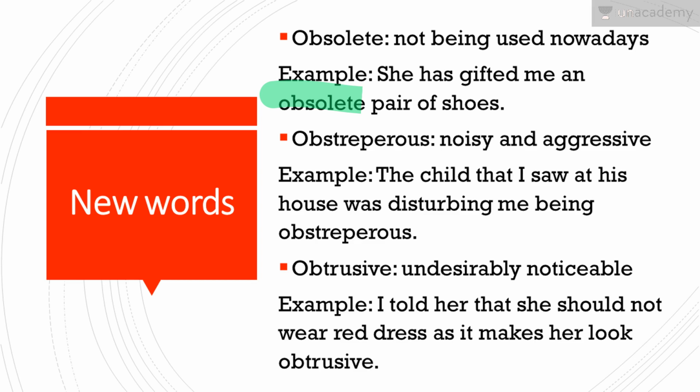Next is obstreperous, which means noisy and aggressive, or we can say violent. Example, the child that I saw at his house was disturbing me being obstreperous. It means the child that I saw at his house was disturbing me being noisy and aggressive.